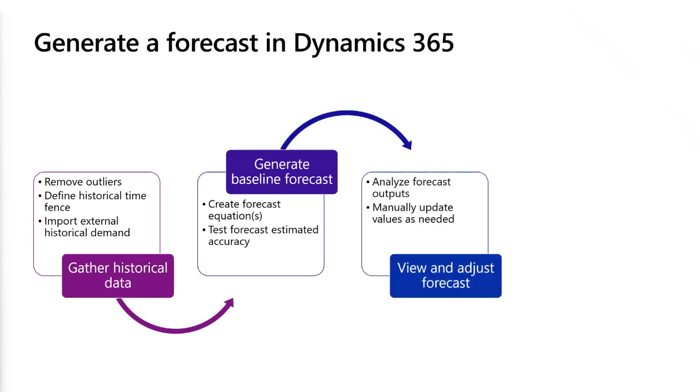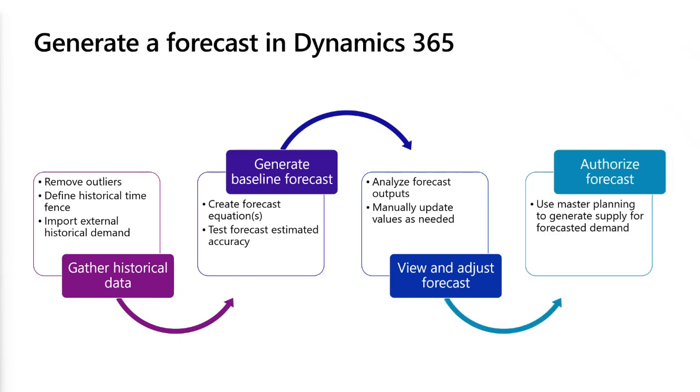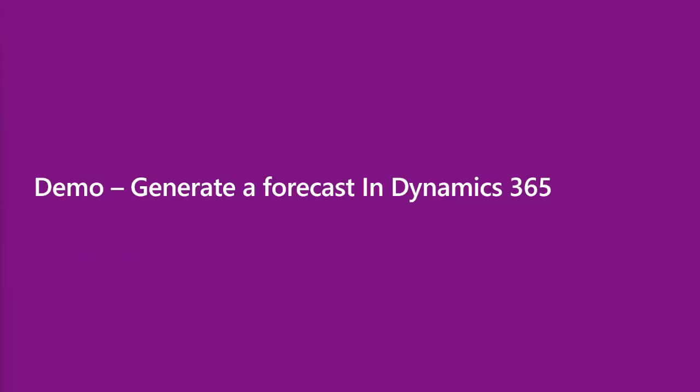Once we're done in Azure, we can review the generated forecast in Dynamics and update the values manually as we see fit. When the forecast is satisfactory, we then authorize the forecast, which publishes it to the system for use in planning and other activities. Now let's transition over to the system to demonstrate what the process looks like.